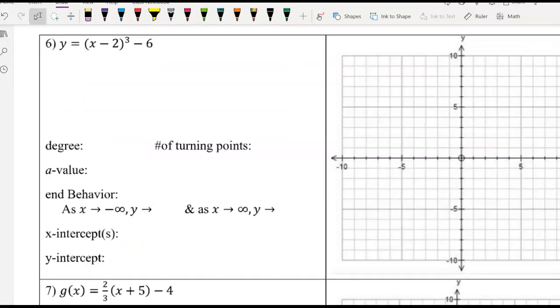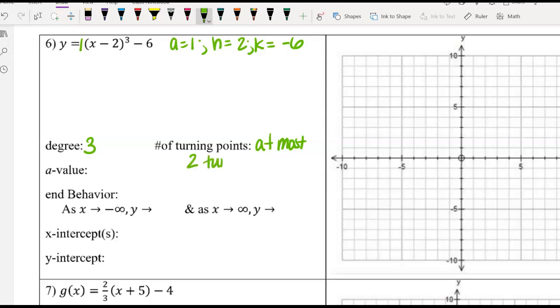Y equals quantity of x minus 2 to the third power minus 6. This is the cubic function in the HK form. So yes, we can graph this one super easy. A is 1, H is 2, K is -6. So the degree is going to be 3. So that means we're going to have at most 2 turning points. Okay, 2 turning points.